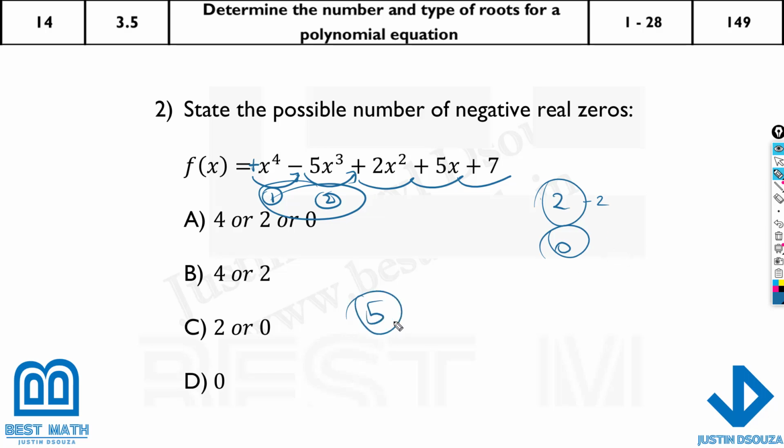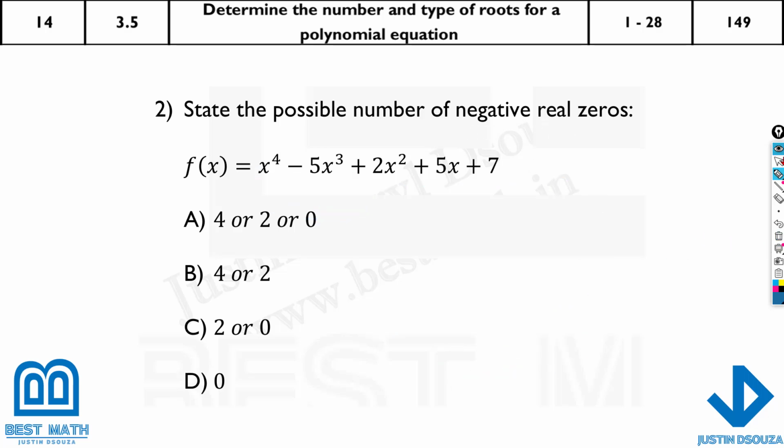Imagine you got 5 sign changes in some other question. So it can be 5, subtract 2, it can be 3 or 1. These are all the possibilities. But what about negative real zeros? Now we don't have positive real zeros, it's negative.